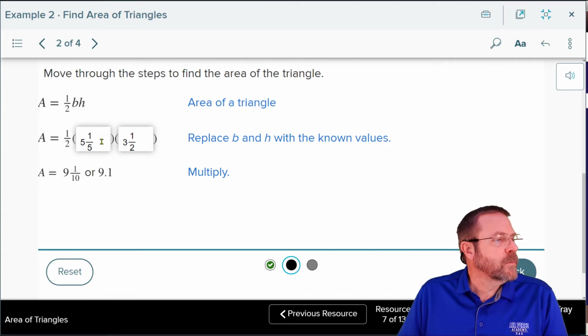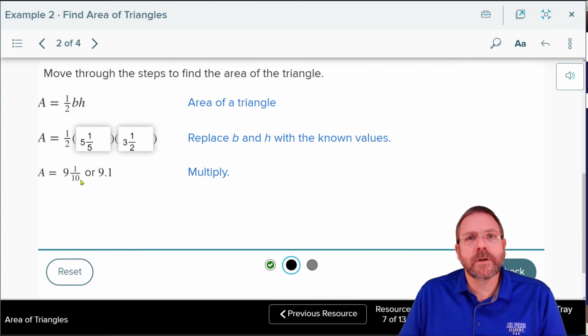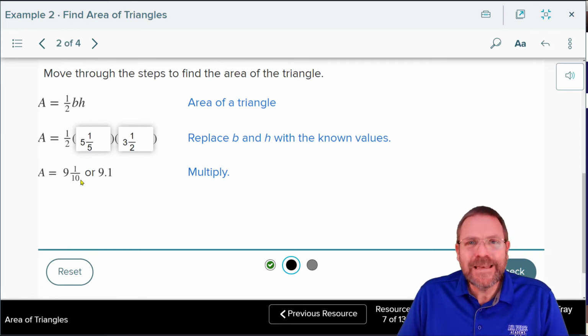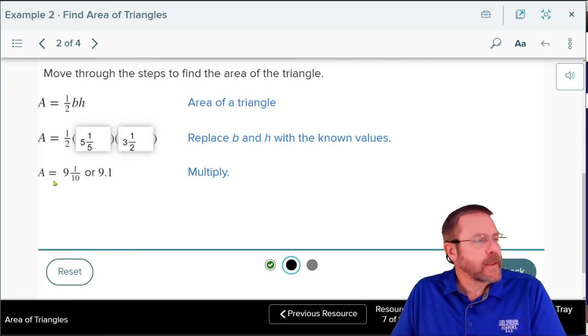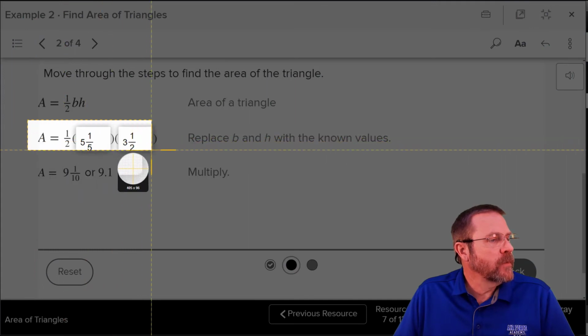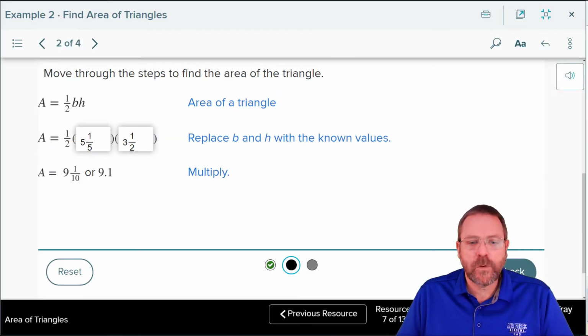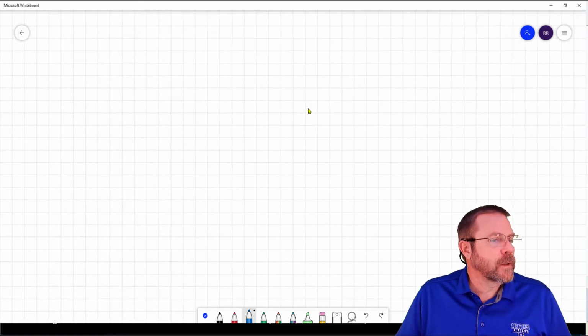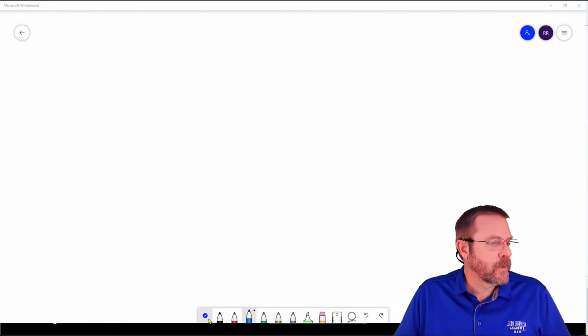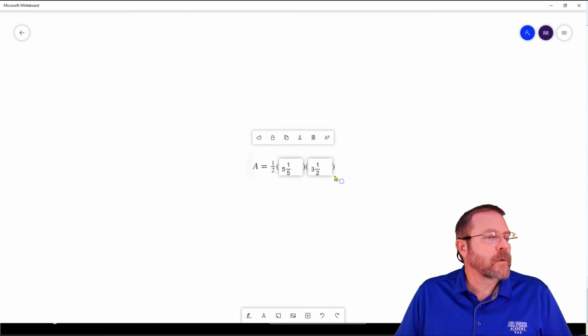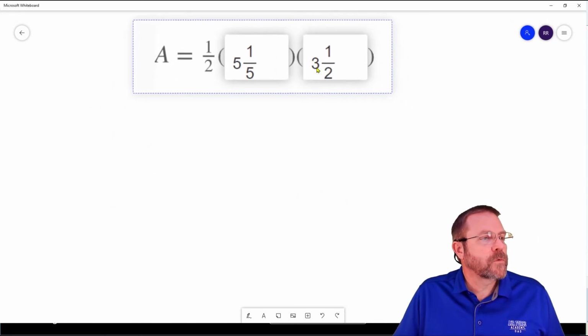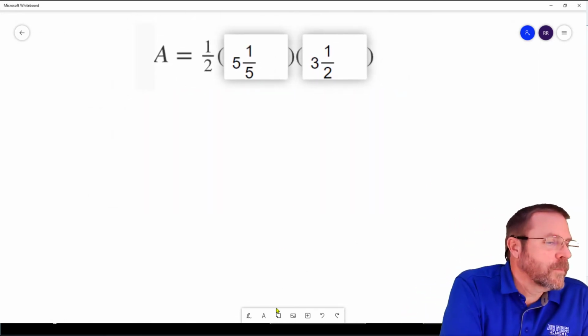And then when they multiply all that out, they go boom and have some strange answer of 9 1/10 without doing any justification work. That's not going to work for me. You've got to give me some justification. So let's work on some justification to go with that problem. I'm going to plug in what we know right here. Next thing we have to do, of course, is convert those mixed numbers to improper fractions.